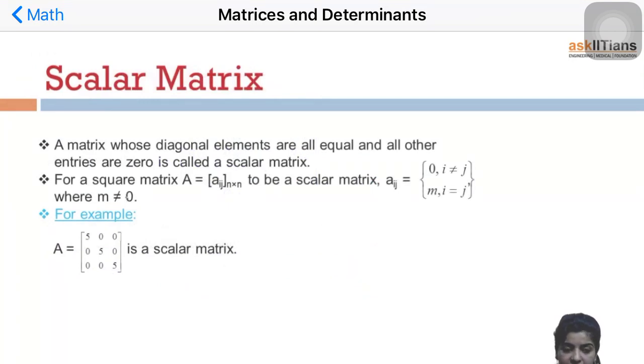Next we have a scalar matrix. A matrix whose diagonal elements are all equal and all other entries are 0 is a scalar matrix. So mathematically we can say a matrix for which Aij is 0 for every i not equal to j, and k for every i equal to j, where k is non-zero. It simply means that all the non-diagonal elements should be zeros, while the diagonal elements can be any scalar k, but that scalar k must be non-zero. And all the diagonal entries need to be the same, only then will you term that matrix a scalar matrix.